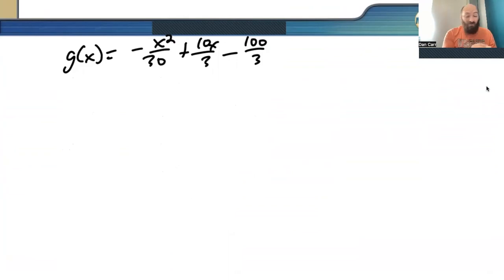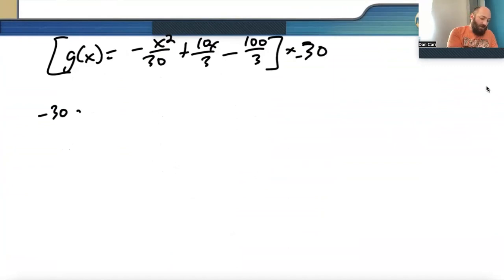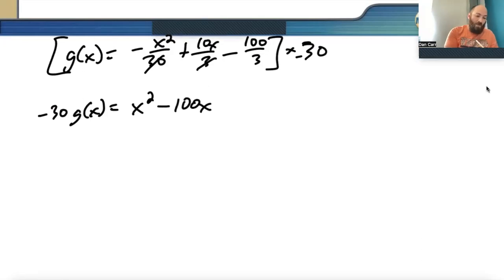Also going to multiply by a negative number because we don't want x squared to be negative. So we're going to take this whole function and multiply by a negative 30. Okay, so I'll have negative 30 times g of x. This will be gone, and it'll turn into a positive x squared. Then I'm going to have 10x times a negative 10, so it'll be a negative 100x. And then I'm going to have negative 100 times a negative 10 there. So that's going to give me a positive 1,000.